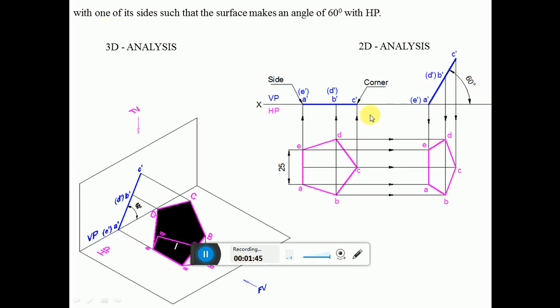So you consider any point on the XY line. You mark that point as A dash, because the side is resting on HP. Then using the protractor, you measure an angle of 60 degrees and draw an inclined line, and measure the length from A dash to C dash. From A dash, you cut an arc on this by using the compass to get this point C dash. Then measure the length from A dash to B dash. Then from A dash, you cut an arc on this inclined line to get this point B dash, D dash, and then join this by means of a dotted line.